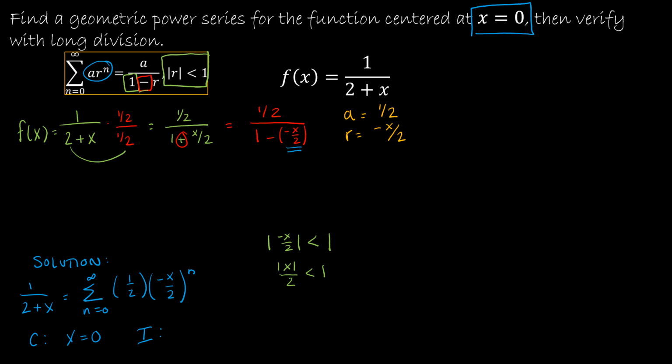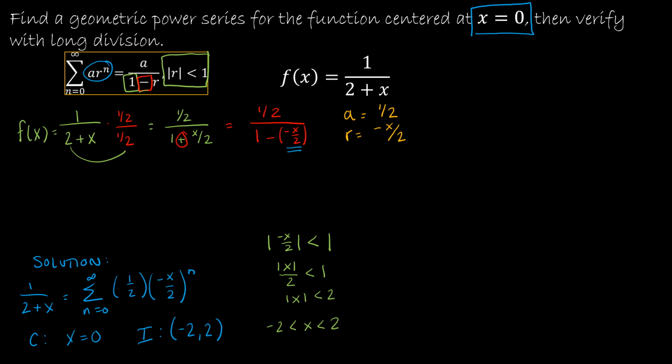Now that the 2 is outside of the absolute value because it was already positive, I can multiply by 2 and get the absolute value of x is less than 2. I can then rewrite as negative 2 is less than x is less than 2, which gives me the interval negative 2 to 2, open interval. So if that's all I was asked to do, I would be done.